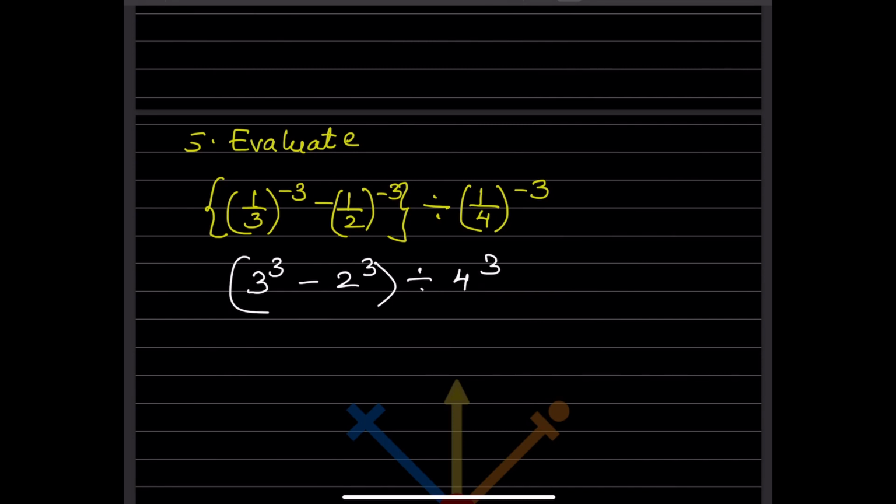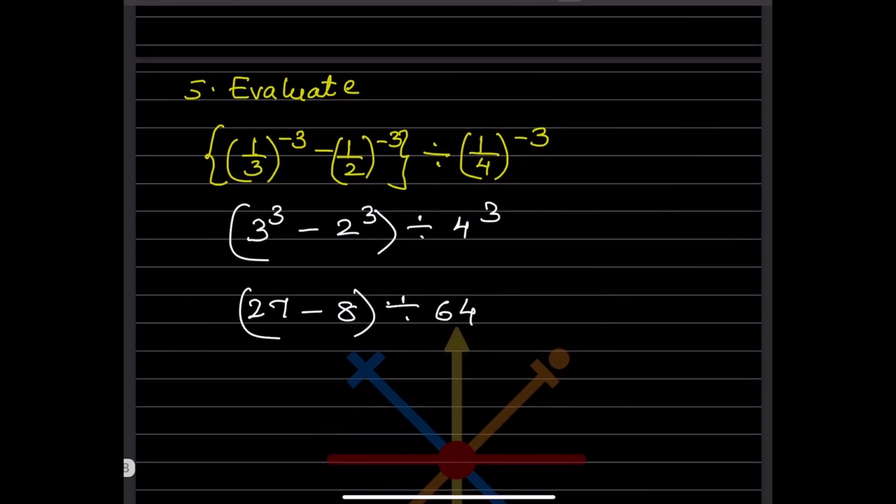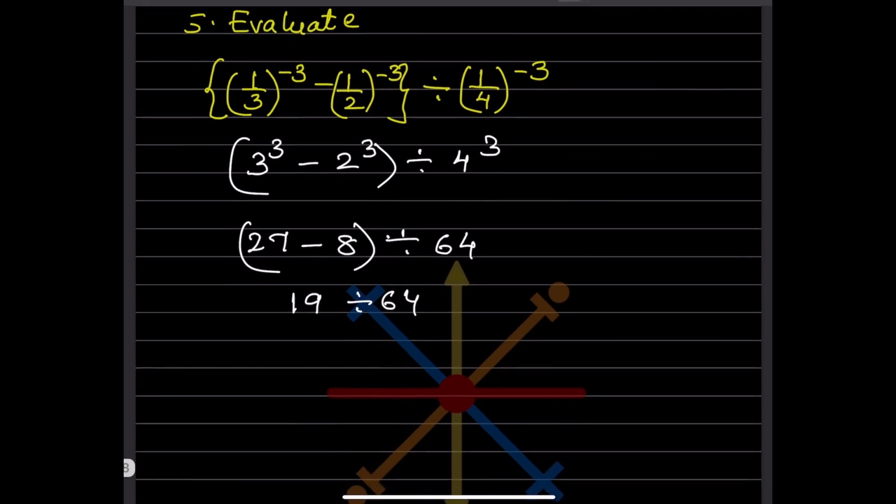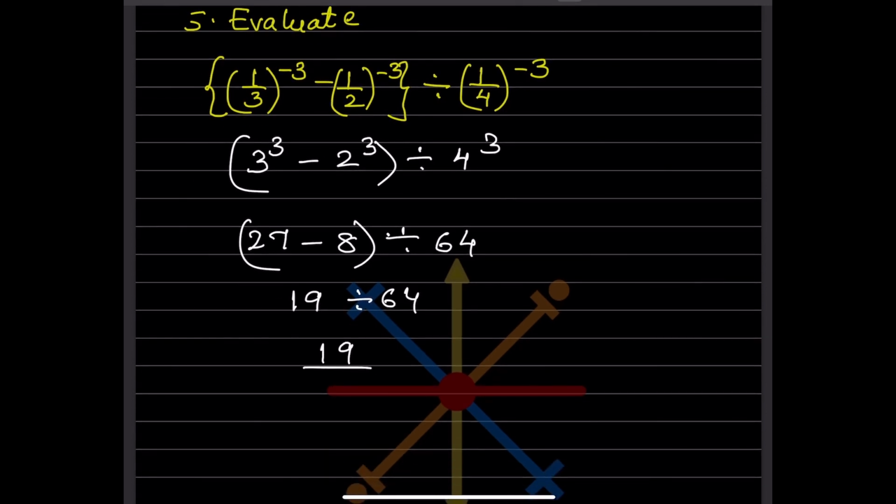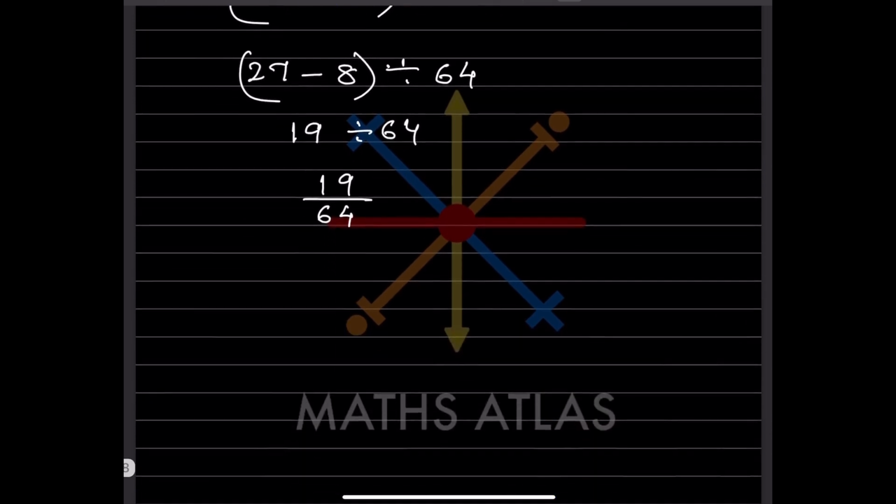So now you know 3 raised to 3 means 3 multiplied 3 times, that will be 3 3s are 9, 9 3s are 27, and 2 multiplied 3 times is going to be 8, and this will be in bracket, and this is going to be divided by 4 multiplied 3 times, that is 4 4s are 16, 16 4s are 64. So 27 minus 8 is going to be 19, divided by 64. So you can also write this as 19 divided by 64. So this is the answer.